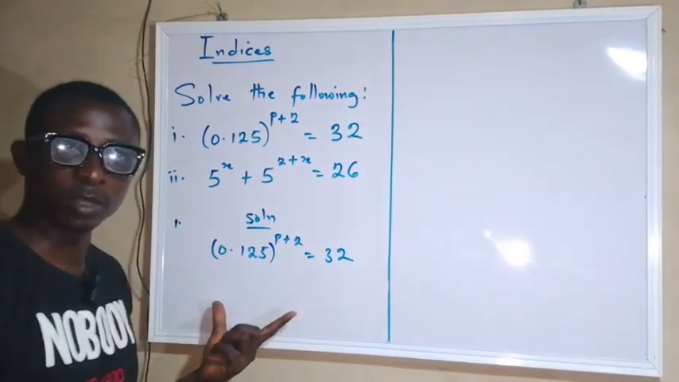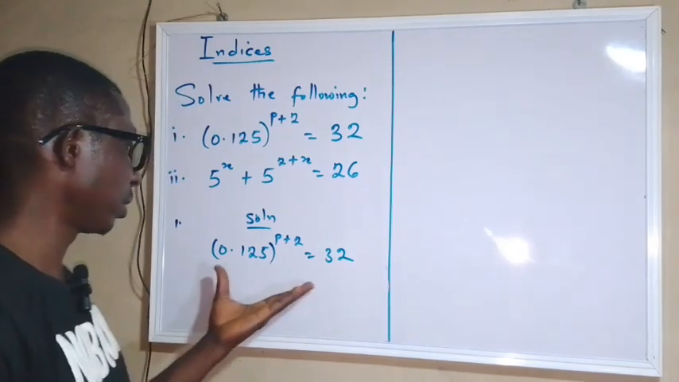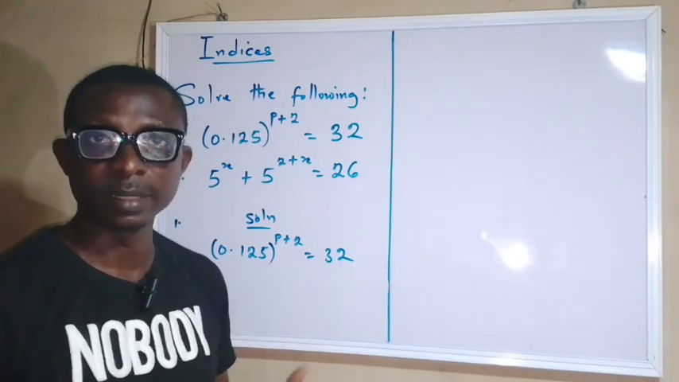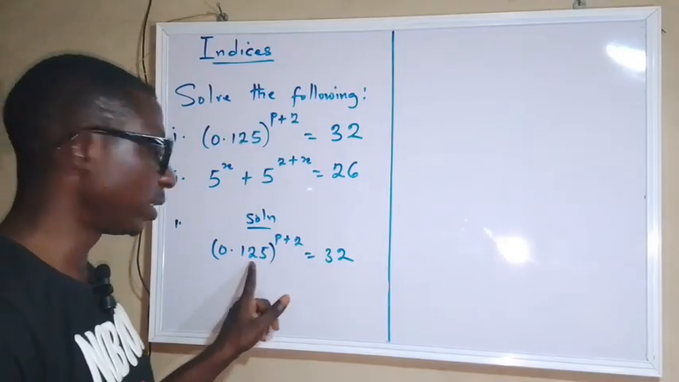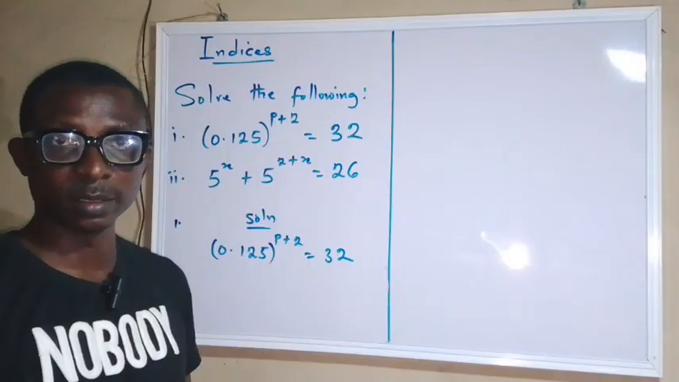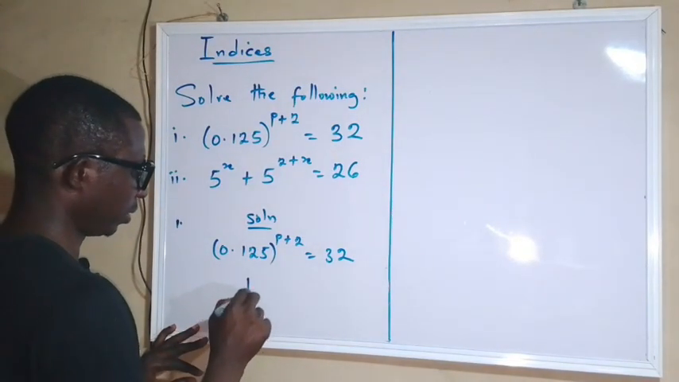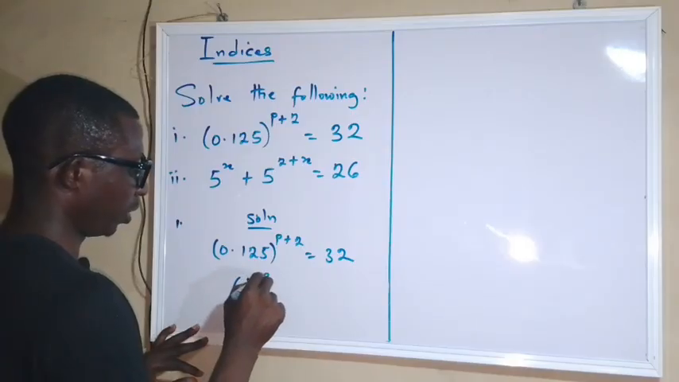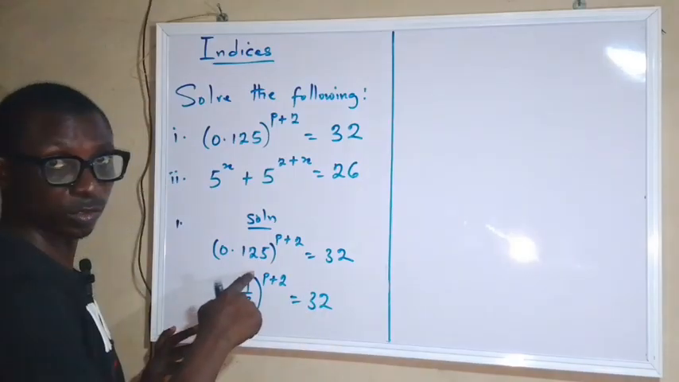Whenever you are given any question like this in indices, the first thing is to look for the decimals. If you have any decimal there, you turn it to a fraction. Now the fraction of this is going to give us 1 over 8. So 1 over 8 raised to the power of p plus 2 equals 32.